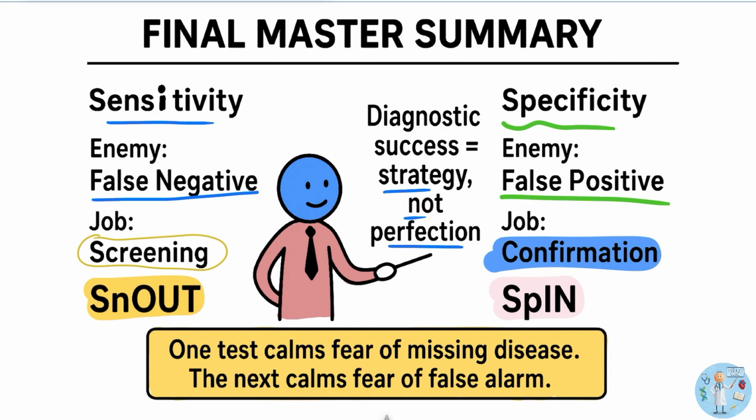And that really is the final thought to leave you with. Diagnostic success isn't about this endless hunt for one perfect test. It's really the art of deploying one imperfect test to calm our fear of missing something, and then immediately using another imperfect test to calm our fear of a false alarm.